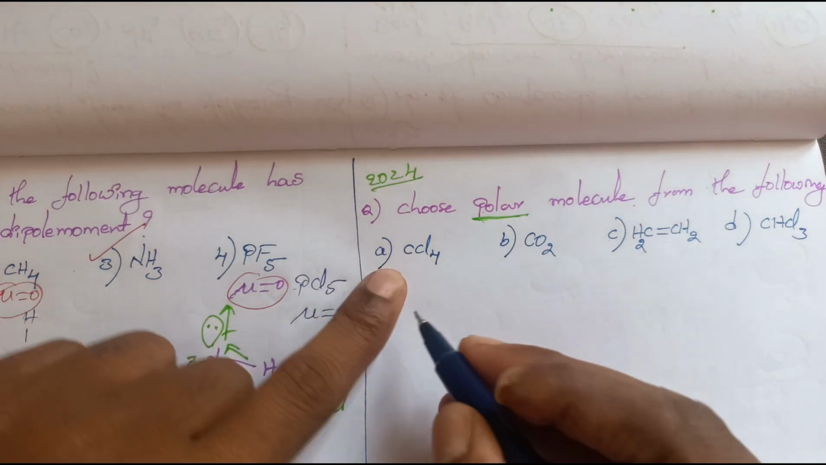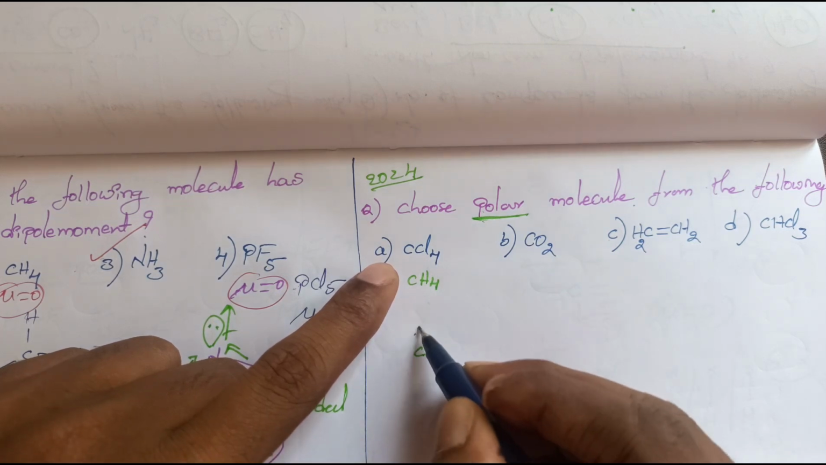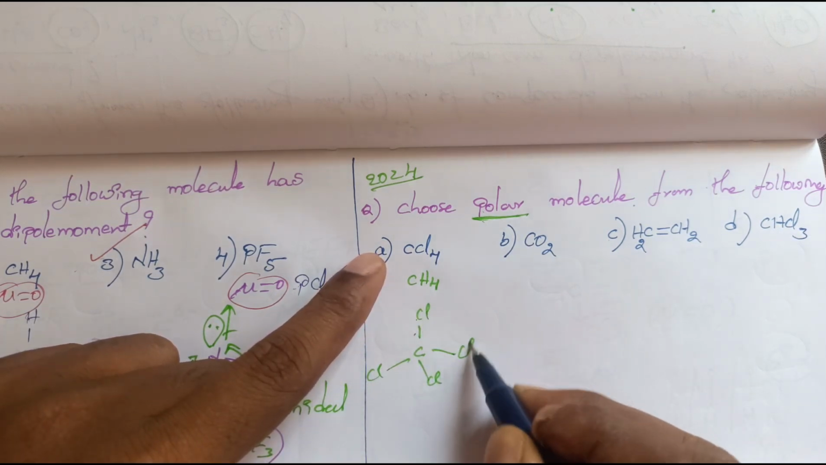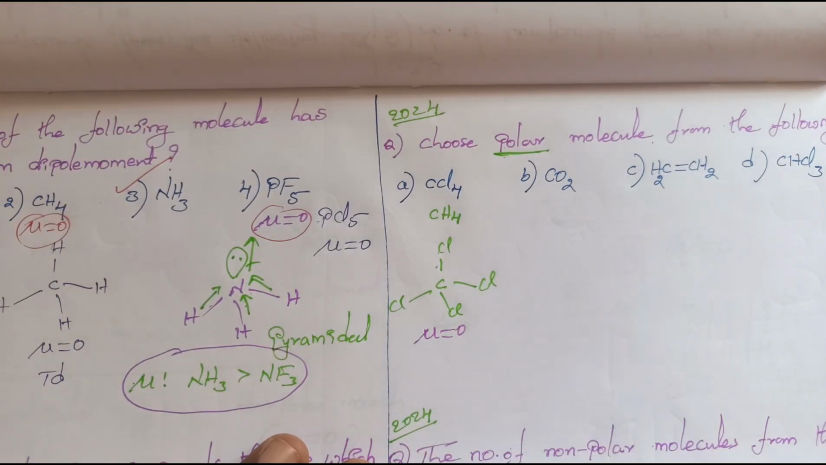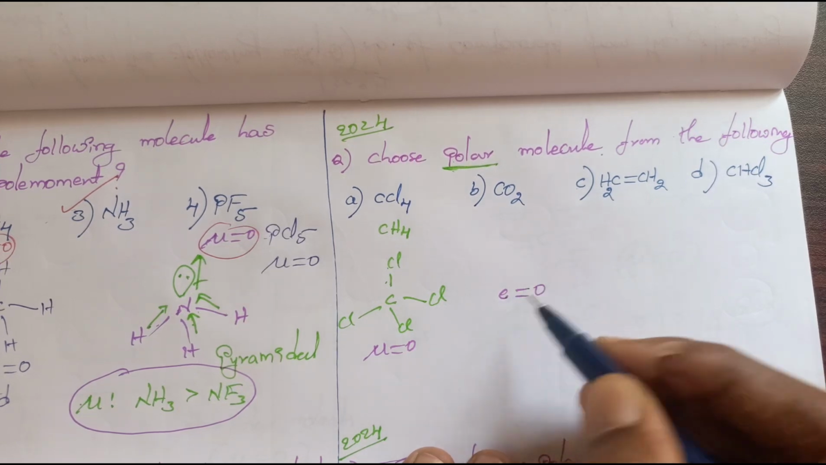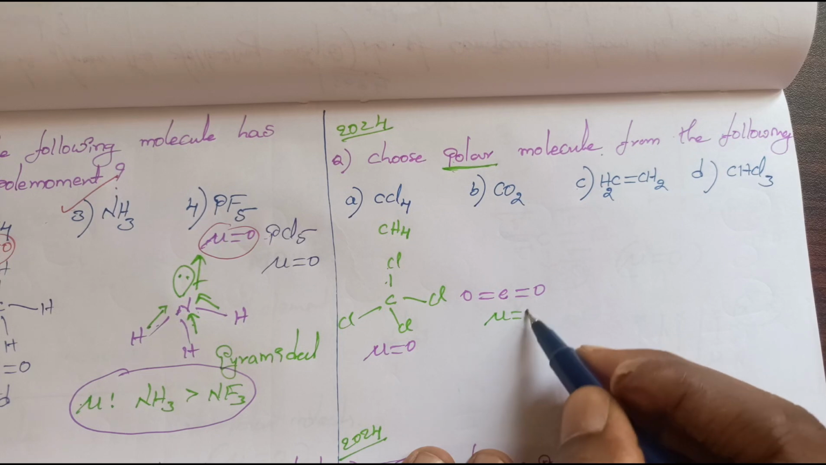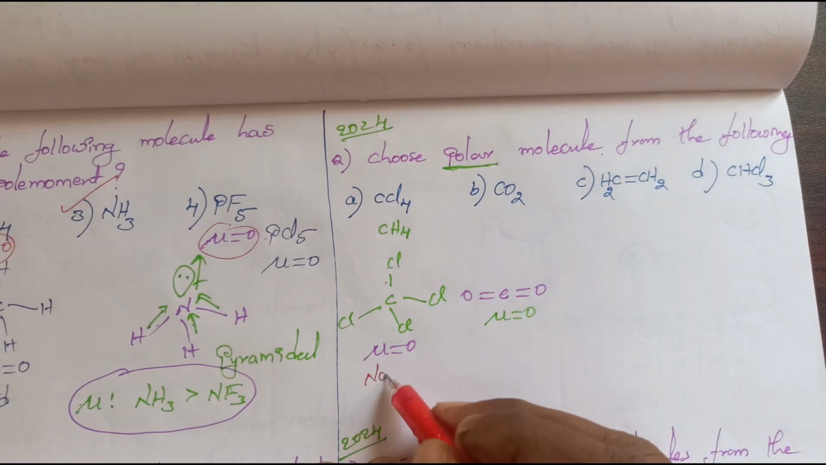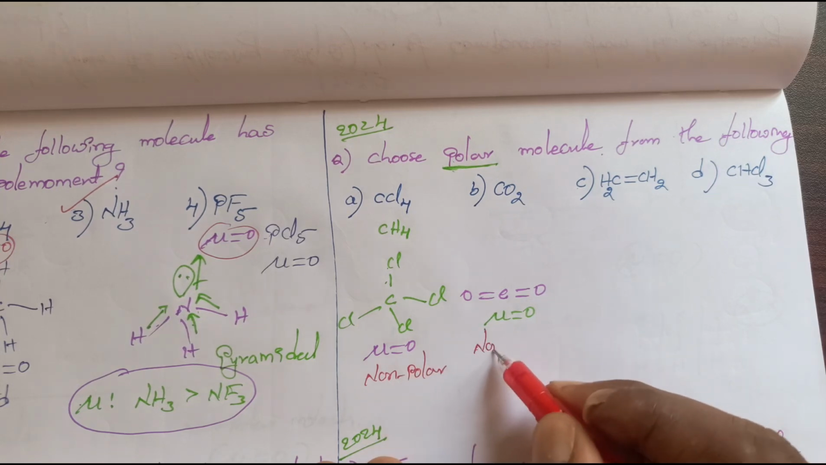CCl4, like CH4, has a tetrahedral arrangement, and the surrounding atoms are the same, so the dipole moment is 0. Carbon dioxide, as we already know, is O double bond C double bond O, linear in shape. The dipole moment here is also 0, so it is a non-polar molecule.